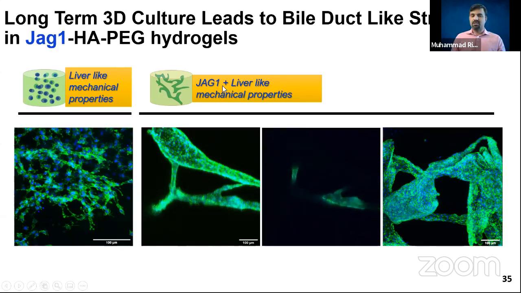So we added single cells, and when we include jagged protein to provide those signals, again, remember those signals which were provided by mouse cells, and liver-like mechanical properties, now we see these beautiful structures. And these are really 3D because we are putting cells inside the hydrogels. This is just an animation of how 3D these structures are. So we generated these beautiful bile duct organoids in these hydrogels.